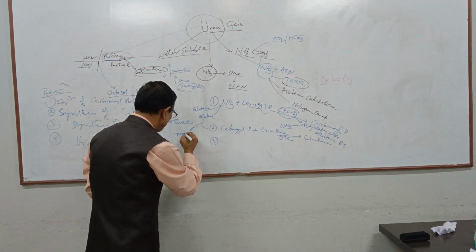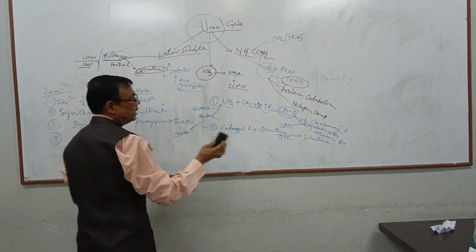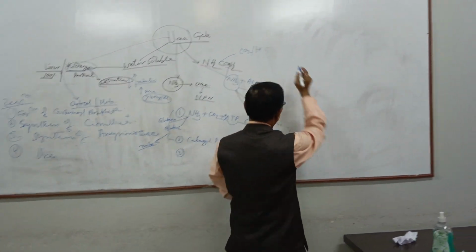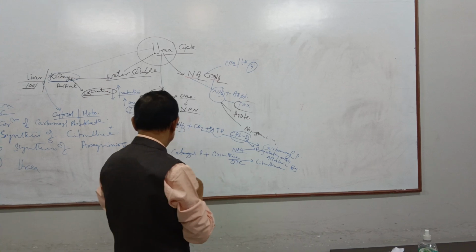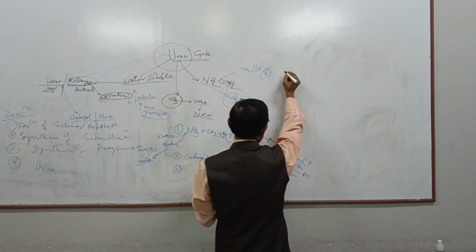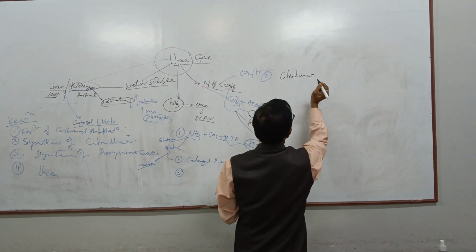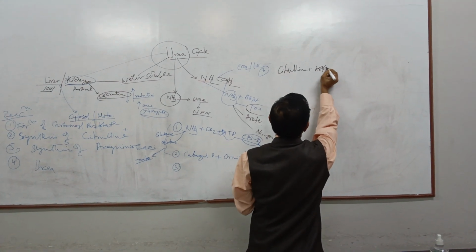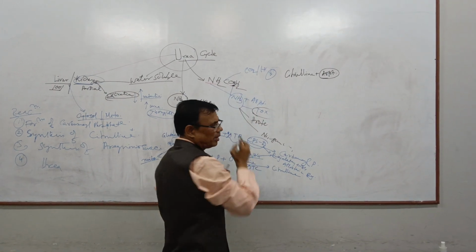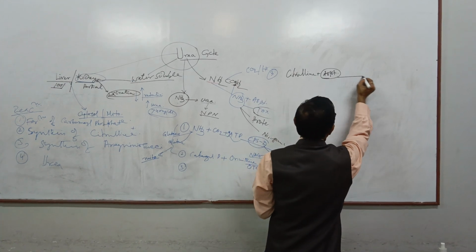Now we come to the cytosolic part. Number 3 reaction is the formation of argininosuccinate. Citrulline plus aspartate. Already I have mentioned that aspartate contributes 1 nitrogen atom. So citrulline plus aspartate forms argininosuccinate.